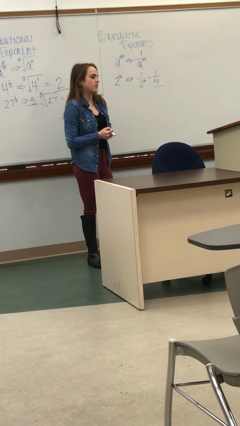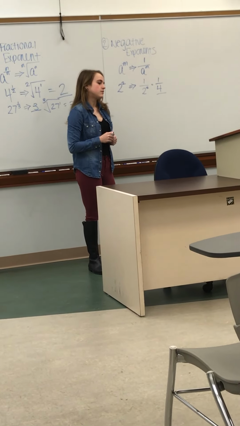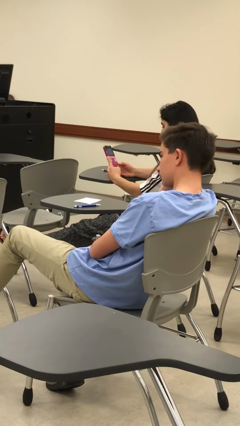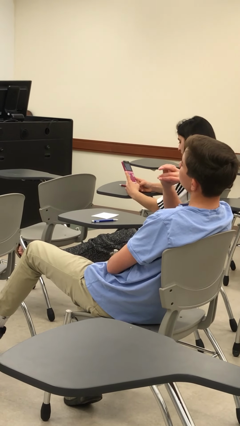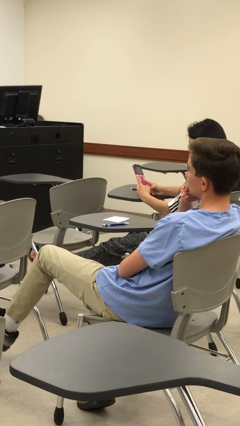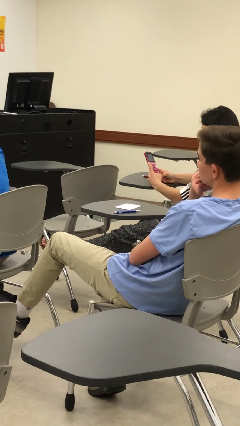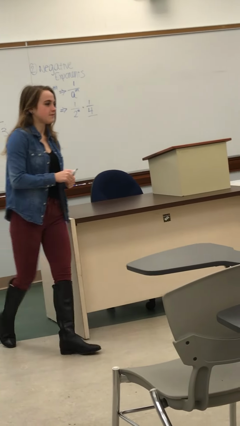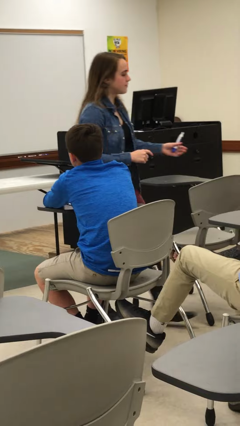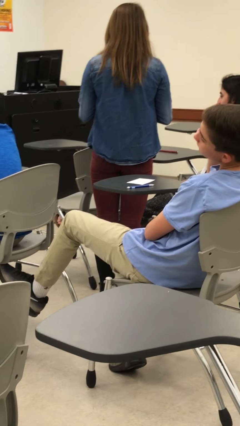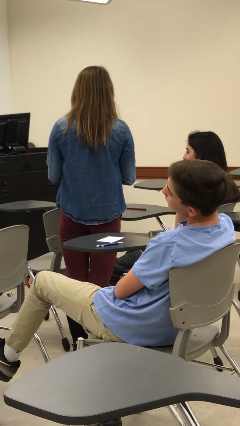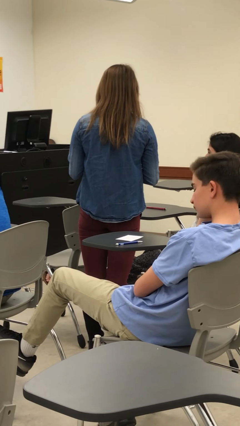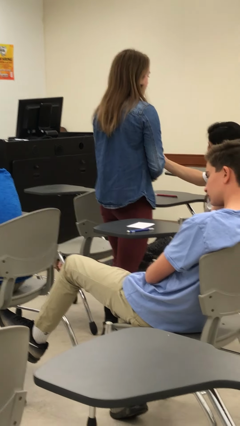Okay. And now on your calculator, can you do 2 to the negative second? Oh, yeah. Negative 4. I think I just did that. So 0.25 is the same as 1 over 4.